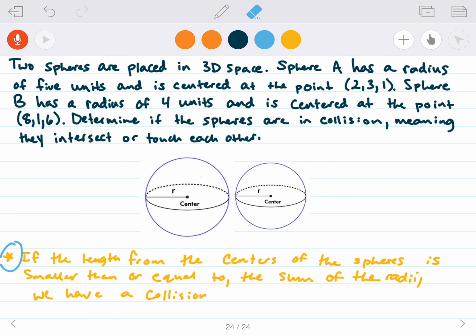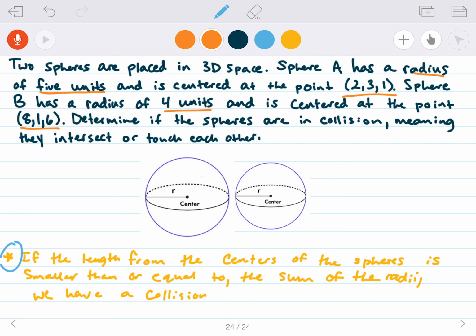Okay, so here we have a classic sphere problem. We have two spheres in 3D space. Sphere A has a radius of 5 units, and it's centered at 2, 3, 1. Sphere B has a radius of 4 units, and is centered at 8, 1, 6. And we want to determine if these spheres are in collision, meaning they intersect or touch each other.